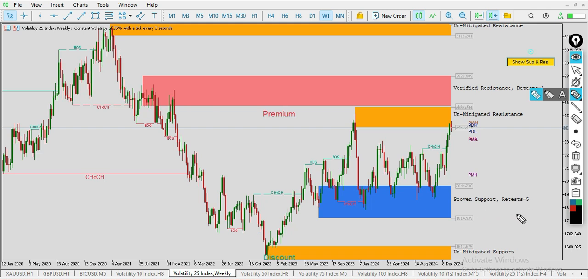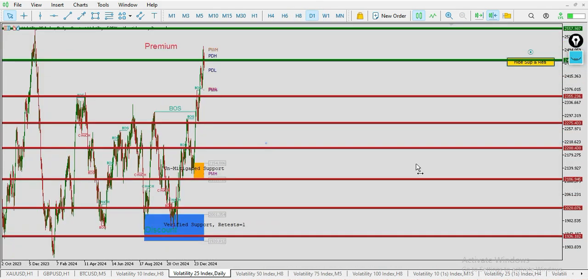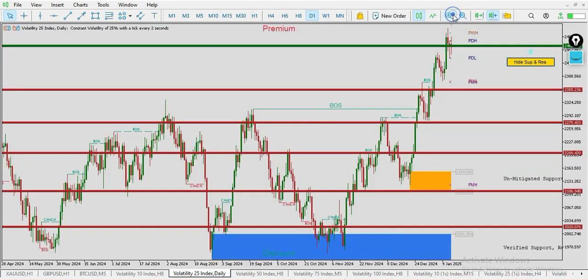Now, you know exactly what you're looking for. You are looking for a verified resistance zone and also a verified or proven support zone. These two zones are what you are looking for. Zone trading is one of the best and most reliable trading strategies you will ever need to start profiting from synthetic indices.